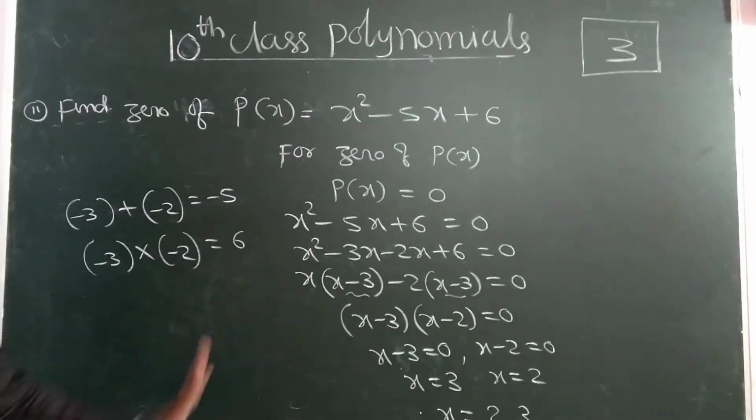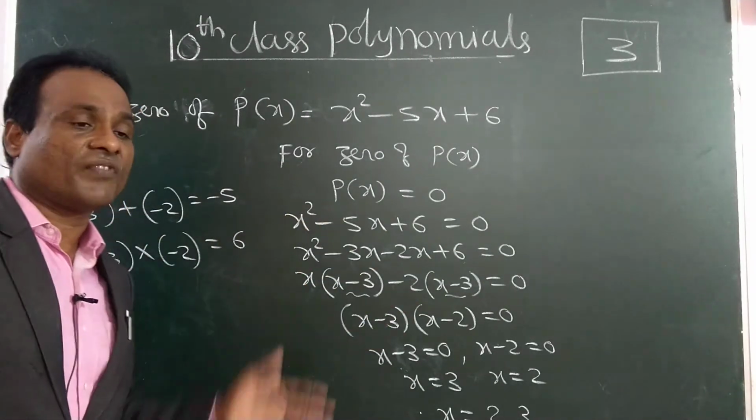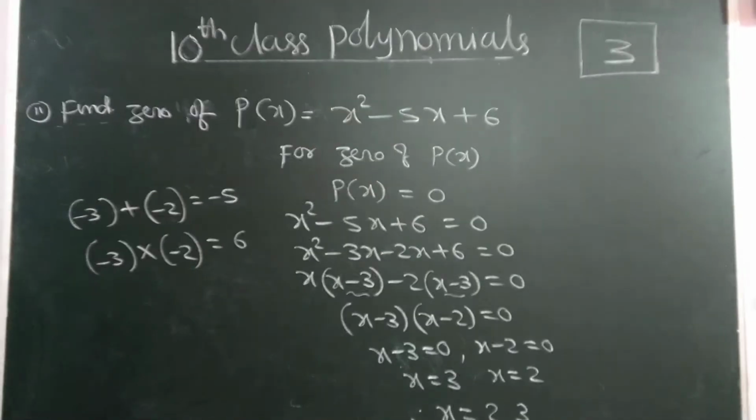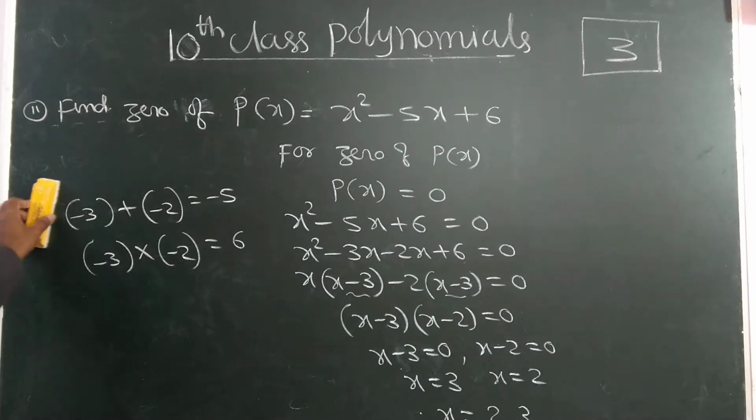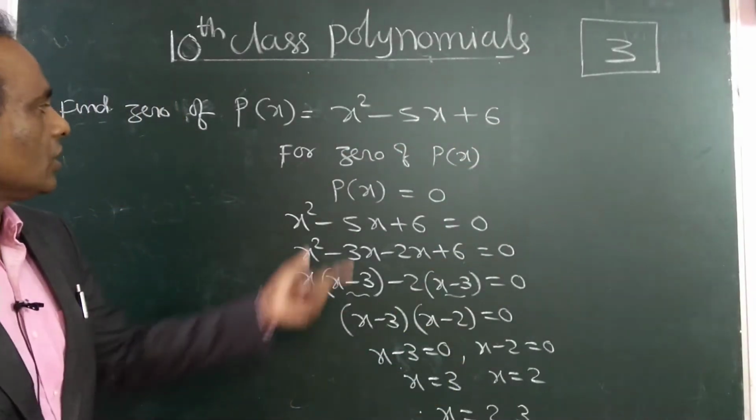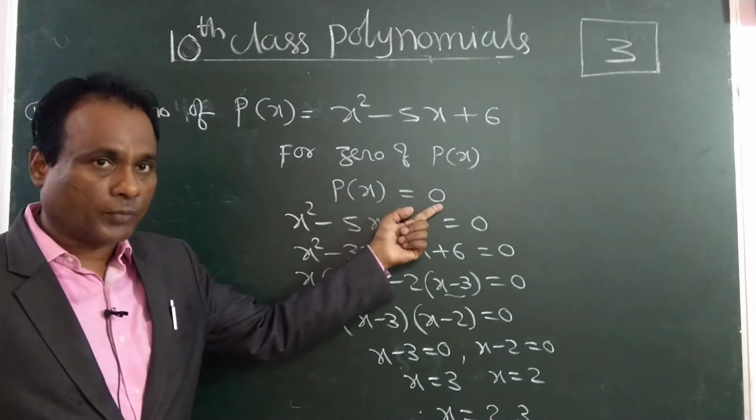So this is the factorizing method, and whenever you don't get the factors, I will explain the formula method also. So this is also one example. Write down: find the zero of the polynomial x square minus 5x plus 6. So for the zero of the polynomial, equate the polynomial to 0.